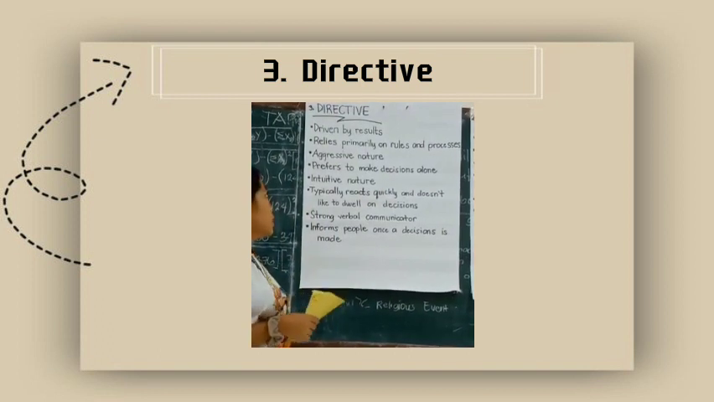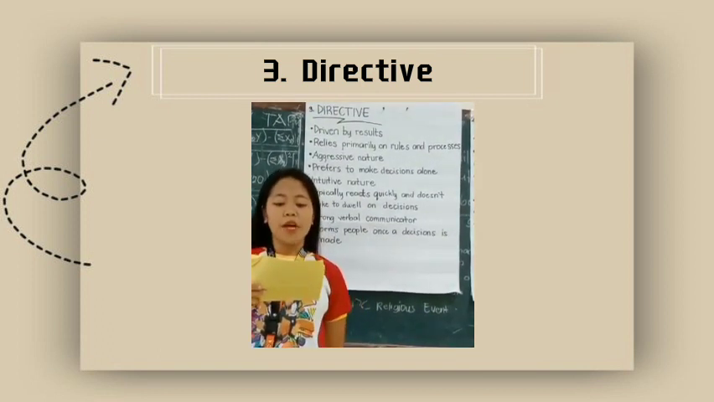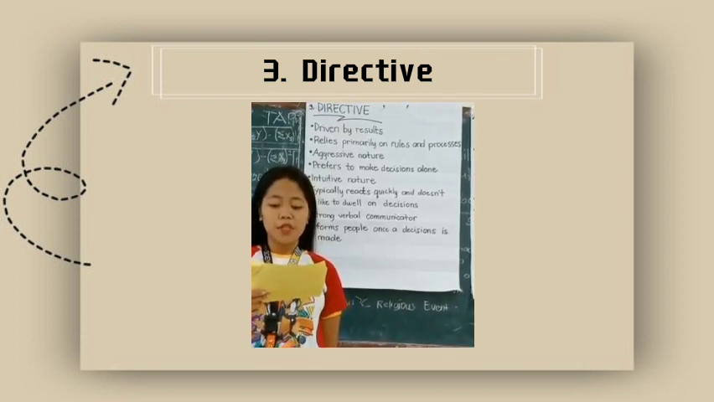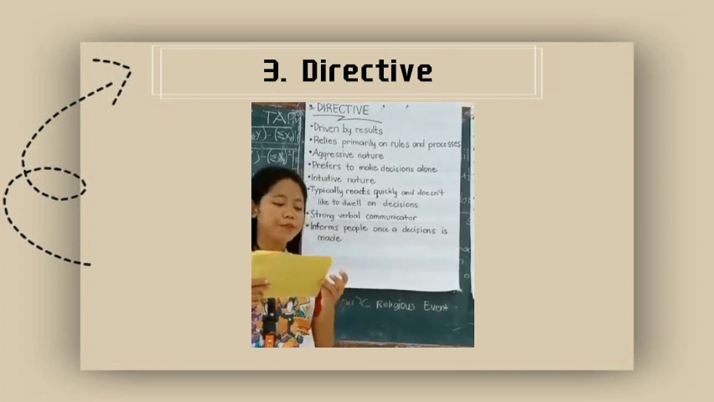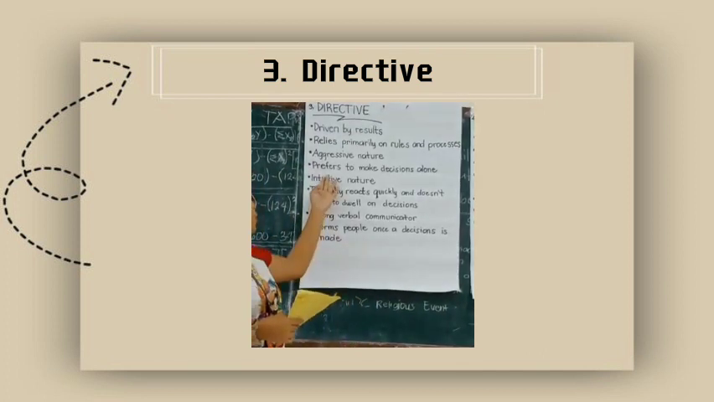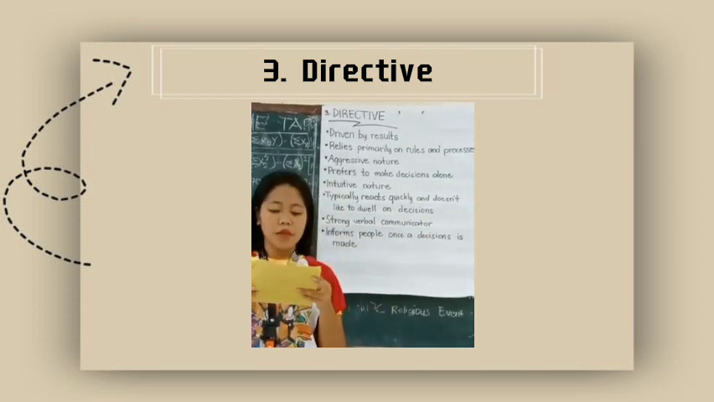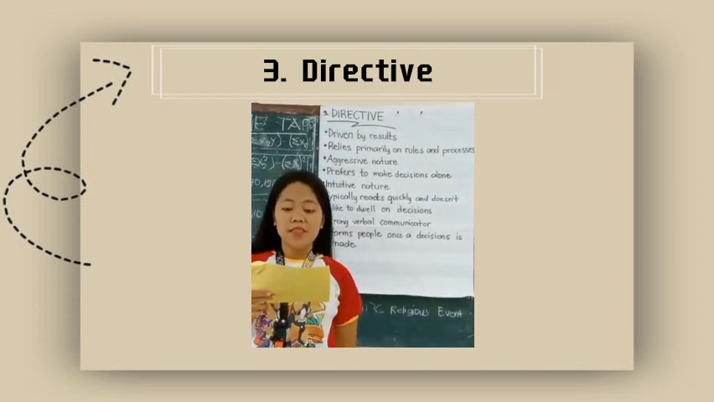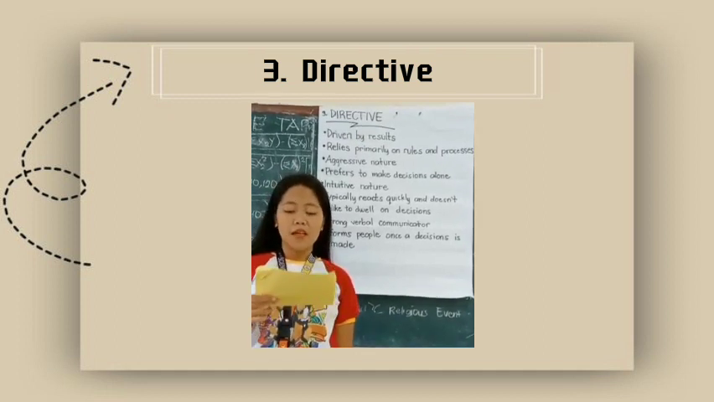Next is aggressive nature. Any behavior or act aimed at harming a person or animal or damaging property. Prefers to make decisions alone, because group decision making takes time, money, and energy.